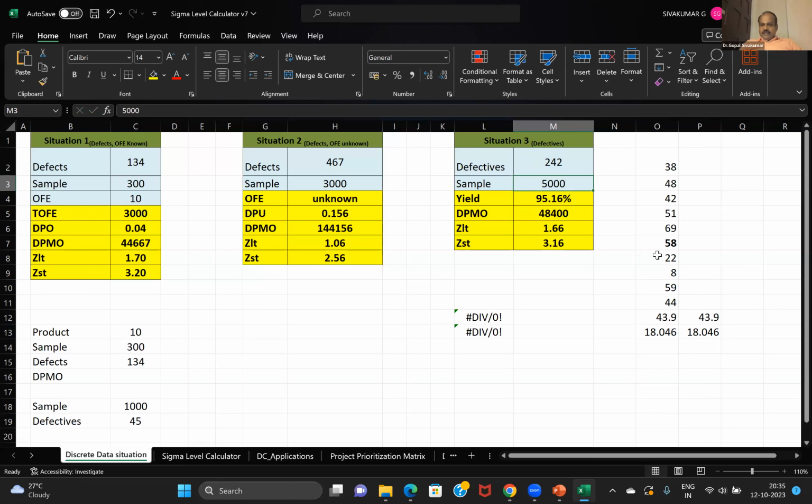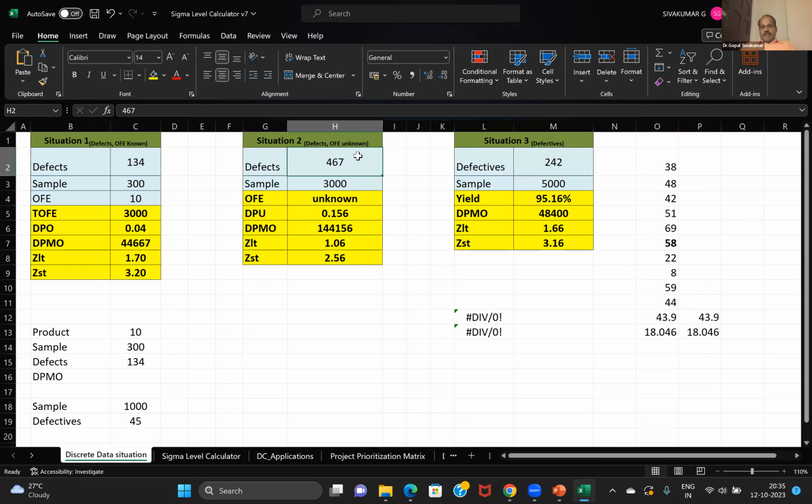When you are counting defectives. Counting defectives is different from counting defects. Hope all of you have the clarity, right? Defective means the item is rejected. Defective item means the item is rejected. But number of defects has got a different meaning. So for defects, use situation 1. For defectives, use situation 3.